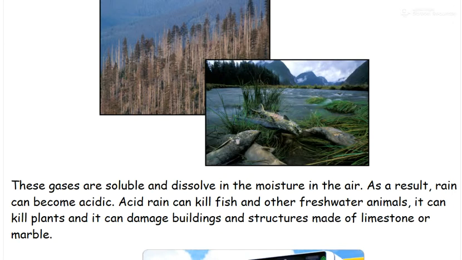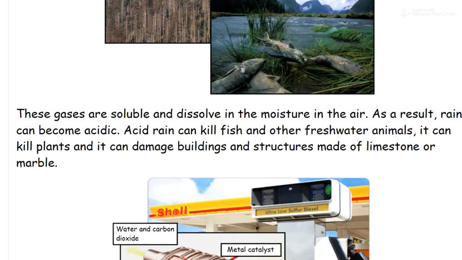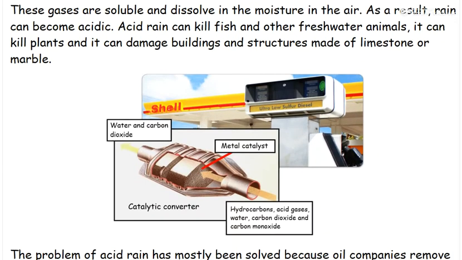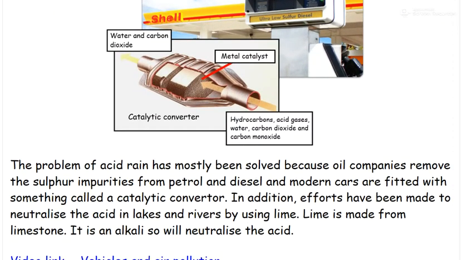Acid rain can kill fish and other freshwater animals, it can kill plants, and it can damage buildings and structures made of limestone or marble. The problem of acid rain has mostly been solved because oil companies remove the sulfur impurities from petrol and diesel and modern cars are fitted with something called a catalytic converter. In addition, efforts have been made to neutralise the acid in lakes and rivers by using lime.